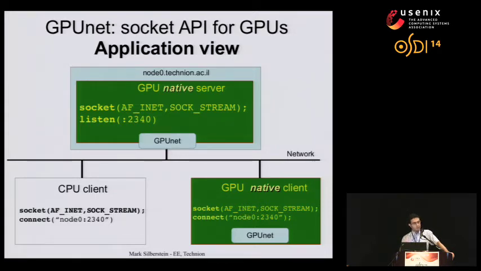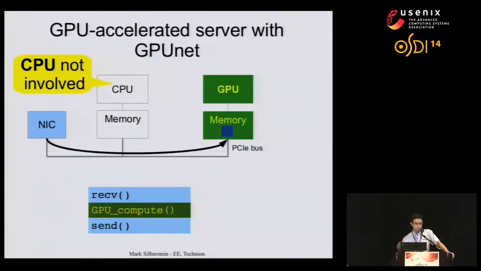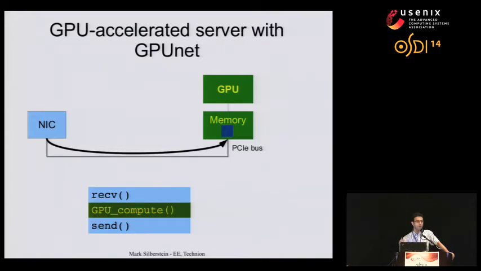So if this is the application view, what is going on inside the system? This is the code that you're going to write. You're going to write it not on a CPU, you're going to write it on a GPU. And as you can see, the CPU is not involved in here. There are exactly 0 lines of CPU code, as I said. So let's just drop it from the picture.